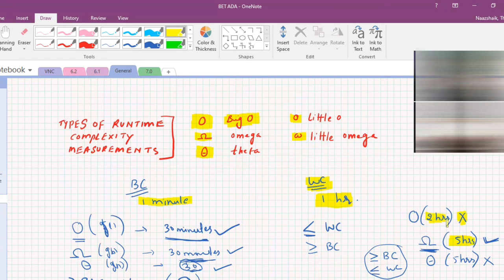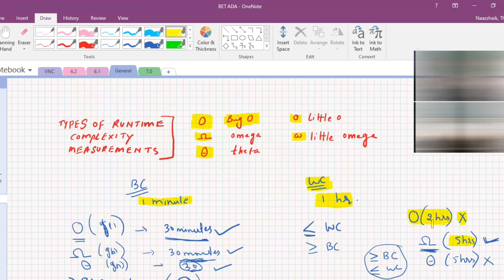Theta is pretty much the same as omega. Here again we are seeing the boundaries of best case and worst case. Like I said, most of the times the best case will not happen; it is only the worst case that we are supposed to focus on. So that is why we prefer big O. This notation is what we prefer.